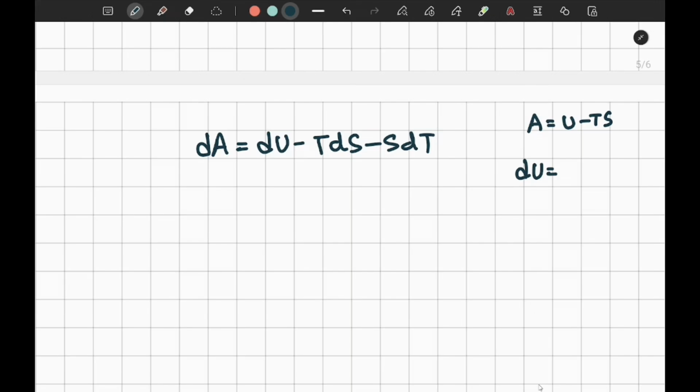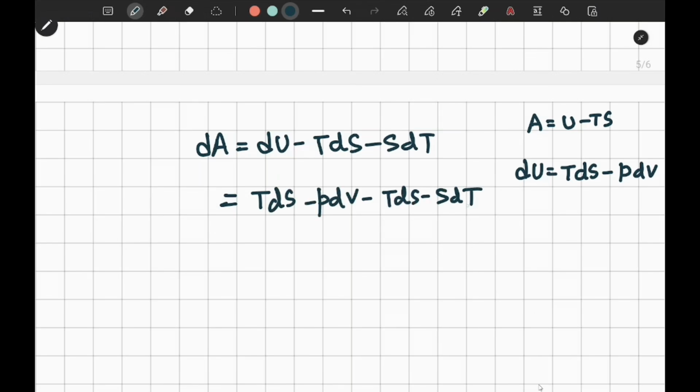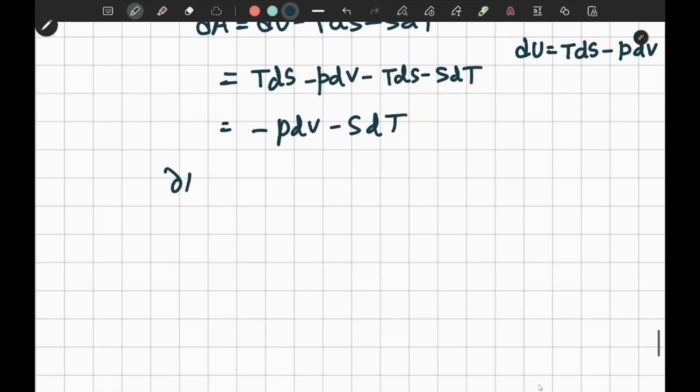Okay. So how can you do it for the Helmholtz free energy? You know that dU is eventually TdS, that is đq, minus PdV. So if you put it in, TdS is cancelled, so it is minus PdV minus SdT. So here also we can write del A del T at constant volume is essentially minus S. Same thing.